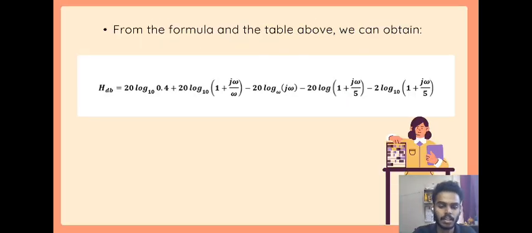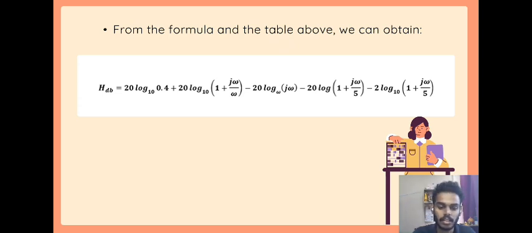So basically this is the final expression we get for the magnitude Bode plot. And let me break it down step by step. The first term, 20 log 10 times 0.4, represents a constant gain which gave us a starting decline of approximately negative 8 dB. The second term, 20 log 10 of 1 plus jω over 10, corresponds to a zero at ω equals 10, which introduced a rising slope of 20 dB per decade in the Bode plot.